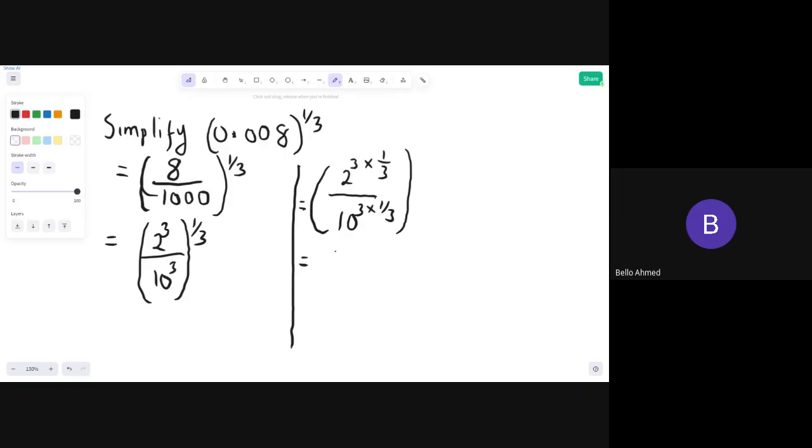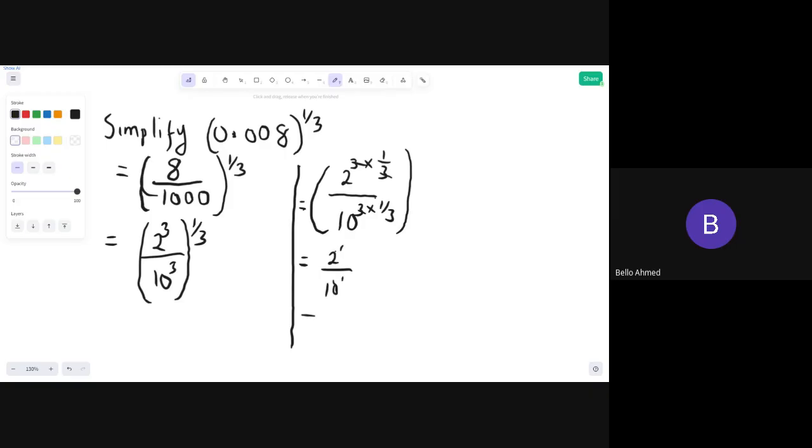Then the next thing is we're going to cancel. So from here, we know that 3 can actually cancel 3. Then we have 2 raised to the power of 1 left over. 3 also can cancel 3 here. Then we have 10 raised to the power of 1.